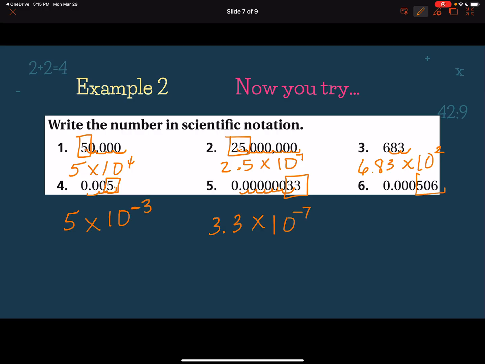Okay, focus on the non-zero for number 6. Place your decimal to make it greater than or equal to 1 but less than 10. And then if you placed it there, count the number of places. 1, 2, 3, 4, and it is a negative, so making it a negative 4 exponent.